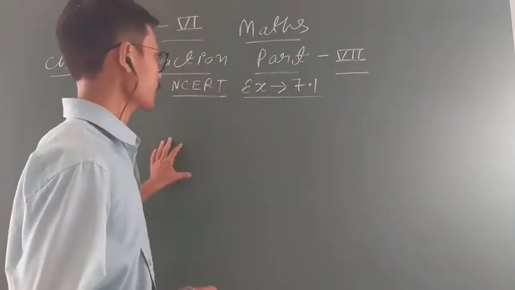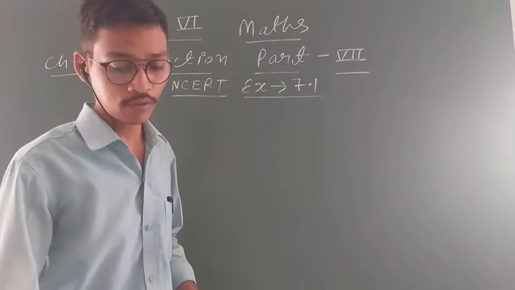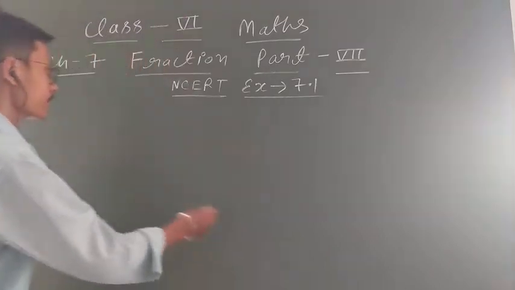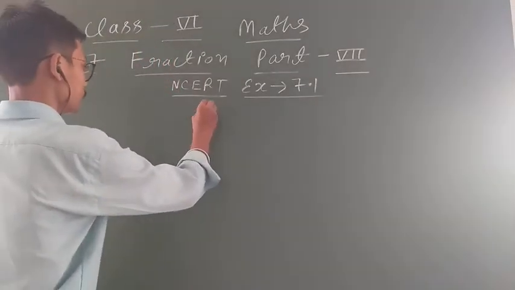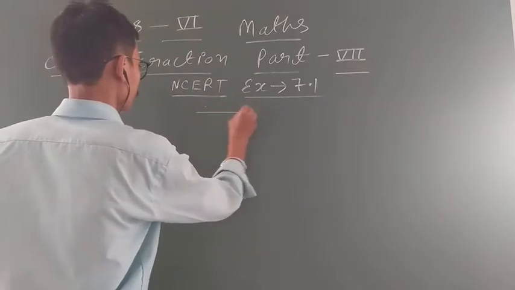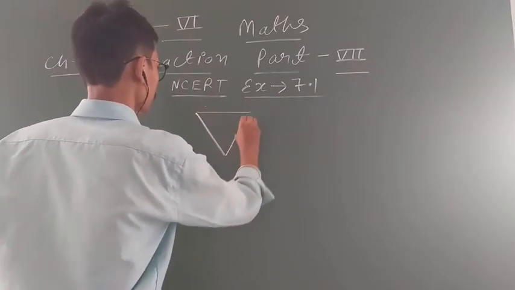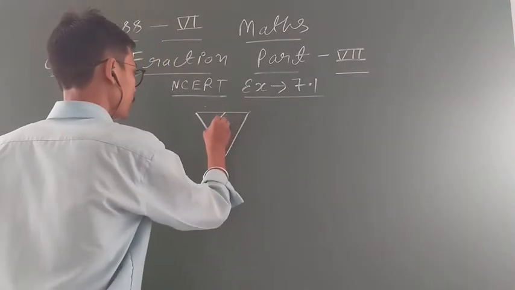So now we will start exercise 7.1, that is NCERT. Now students, we will start from question number one. In 7.1 a diagram is given. One question I will explain. Okay students, this diagram is given, and this is a very easy question. You know very well how to solve this question.